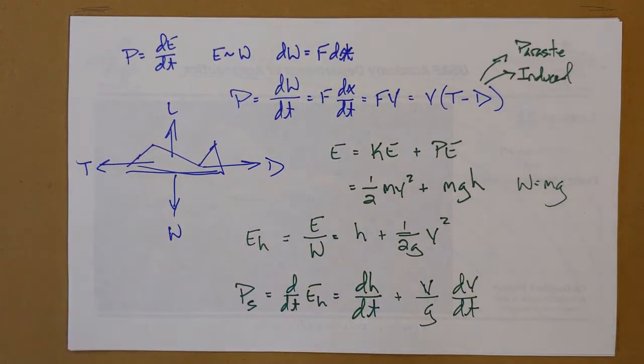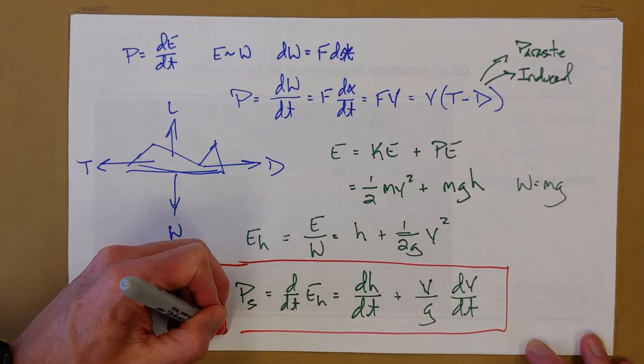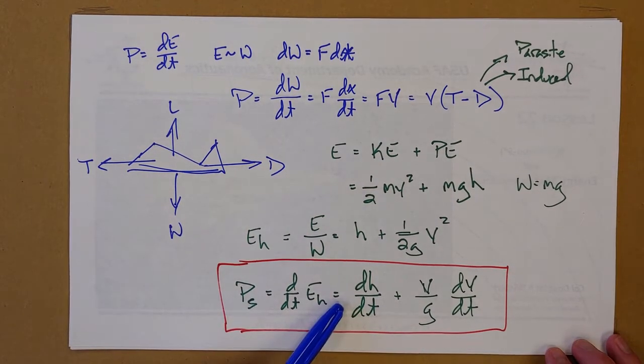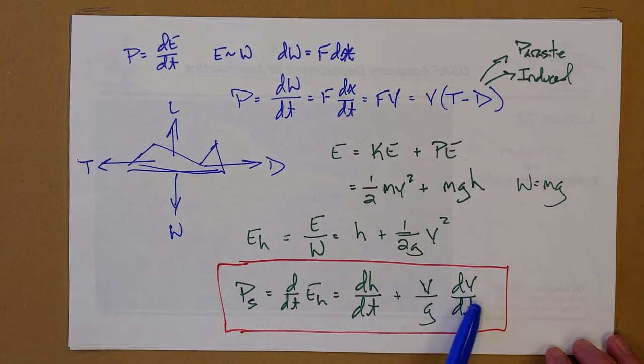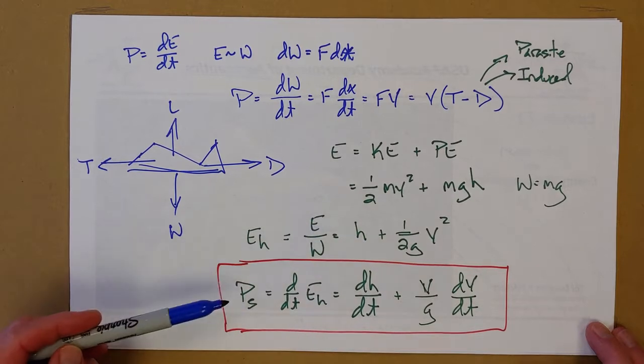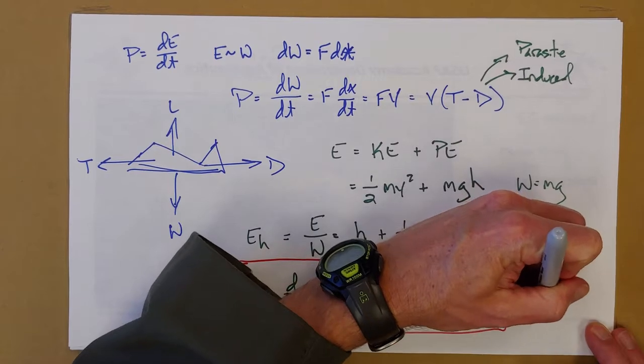This is P sub S, the time rate of change of energy height, and there are two components to it. Rate of climb, and essentially an acceleration term, a dV/dt times a velocity. If energy height has units of feet, P sub S is going to have units of feet per second.